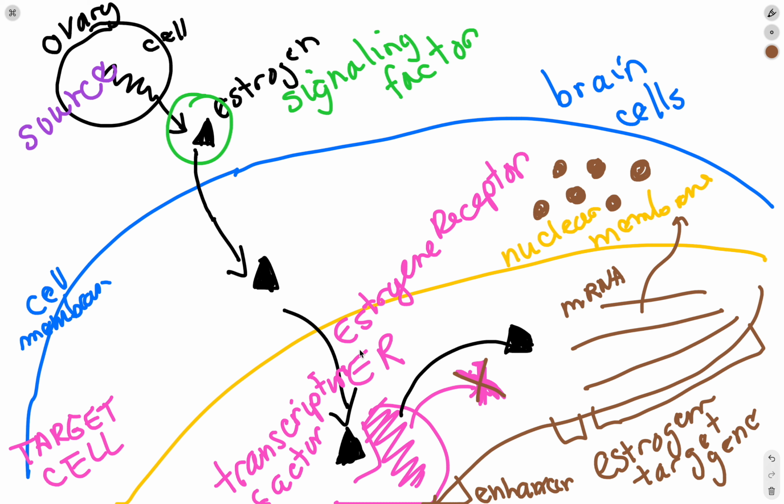So a really good thing to know is that in the absence of the estrogen hormone, this mRNA is not getting made, and this protein is not present. So all the way through childhood, the estrogen receptor is present, but it's not activating the target genes. It's actually repressing them.